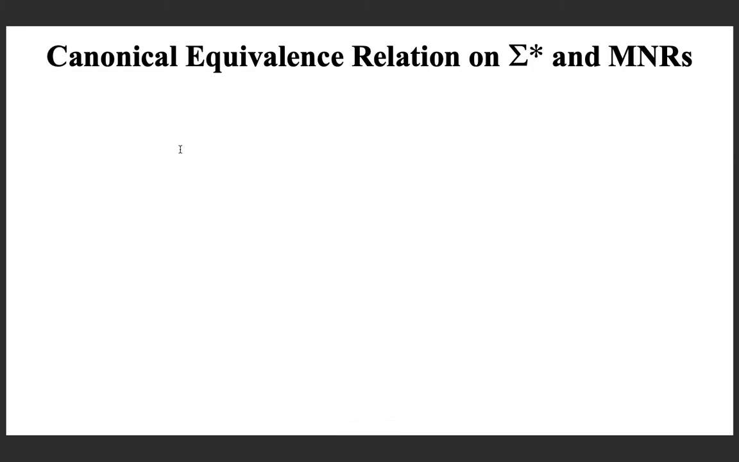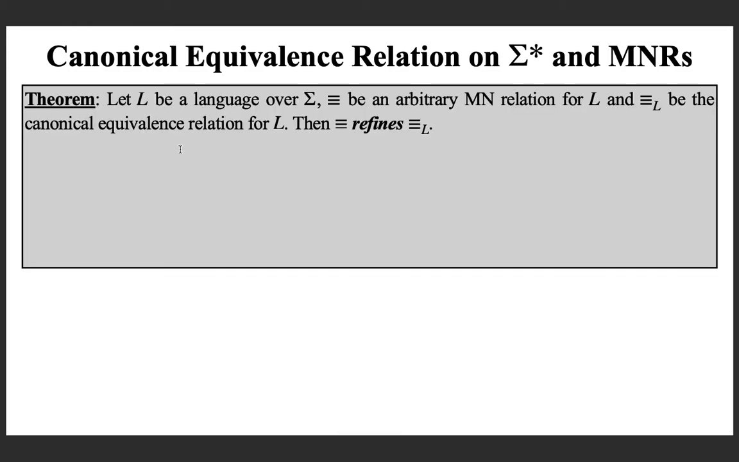Now, canonical equivalence relation on the string set and Myhill-Nerode relations. We can have a very beautiful theorem, and the theorem is this. Let L be a language over sigma, and let this be an arbitrary Myhill-Nerode relation for L. So we are given a language L and an arbitrary MN relation for L. And from the previous lecture, we know that for any regular language there exists an MN relation. So if there exists an MN relation for L, it is regular.